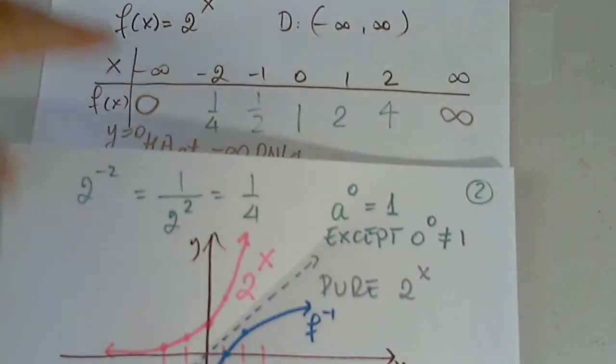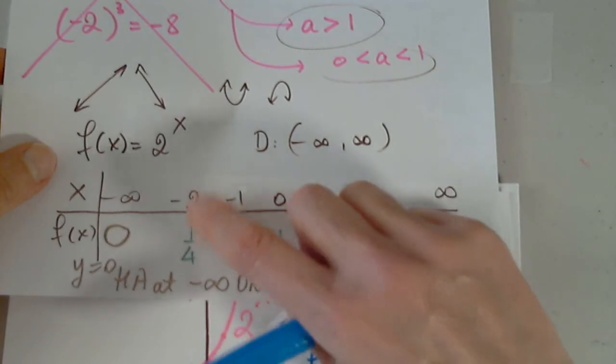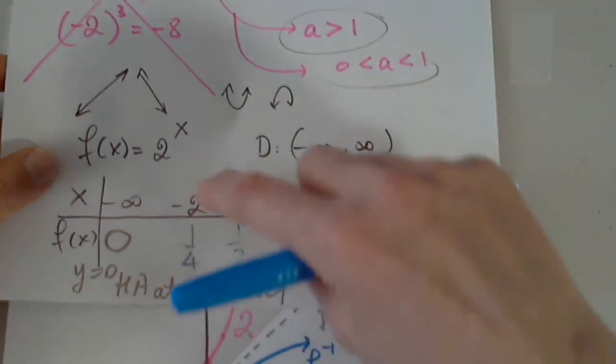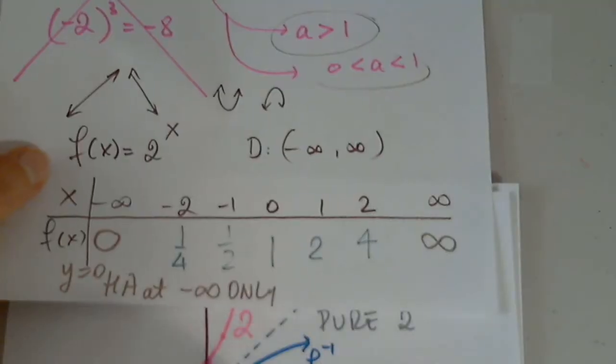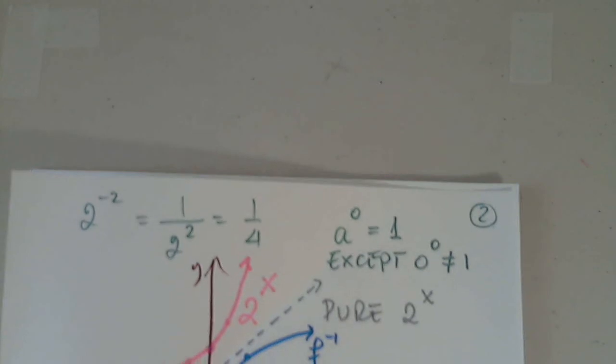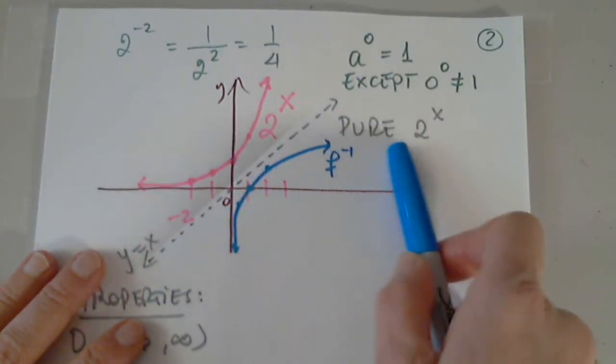Good, so this is the inverse function. That's how we get points for the inverse function, right? If the function has -2, 1/4, the inverse will have 1/4, -2. If the function has 0, 1, the inverse will have 1, 0. They are all reflected with respect to y equals x. And as you see, if the function is increasing, so is its inverse.